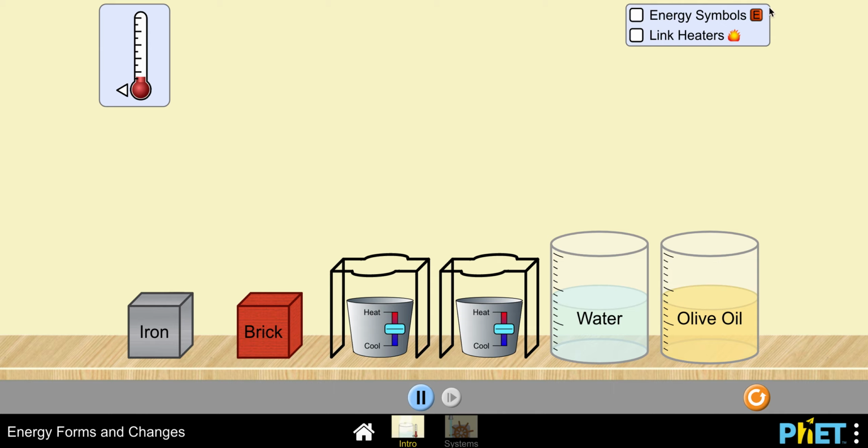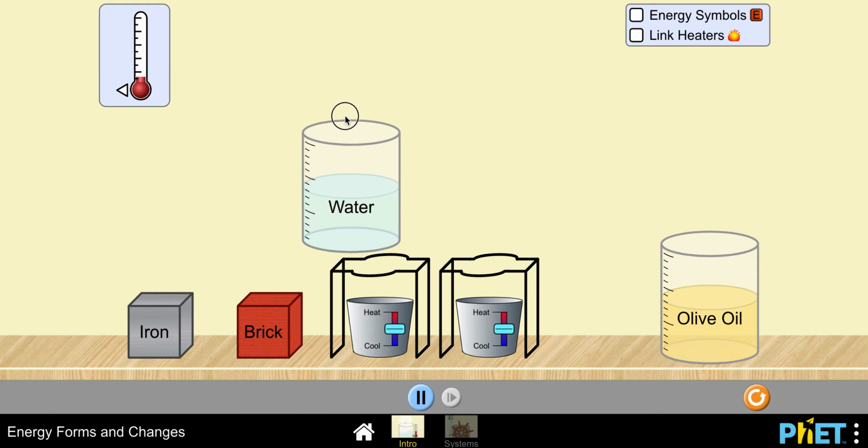is it's going to use this E to represent the thermal energy contained within iron, brick, water, and oil, and we'll be able to change the temperature of each by either cooling them down or heating them up. So the first thing I want you to do is I want you to predict.